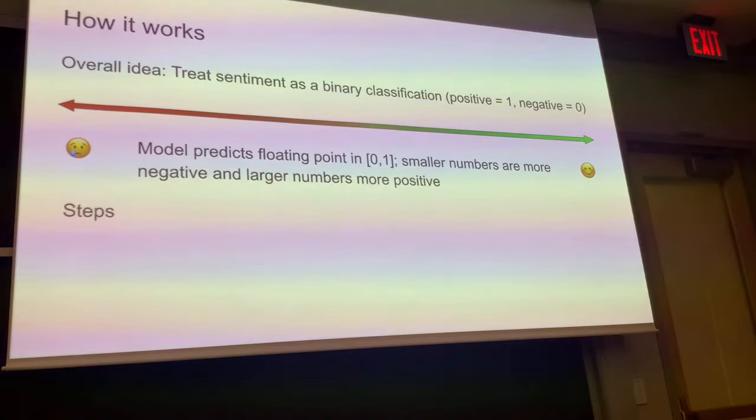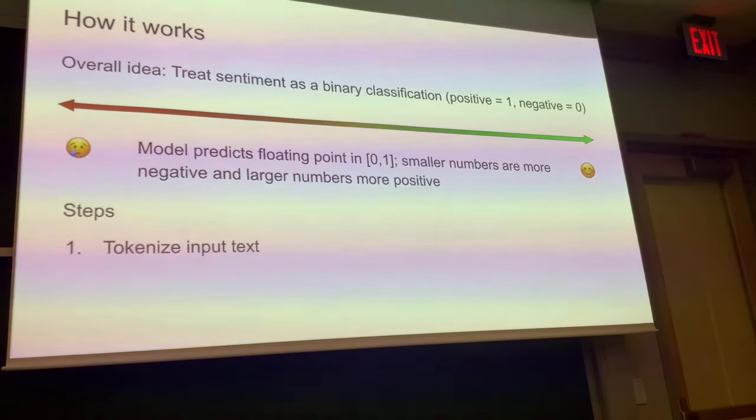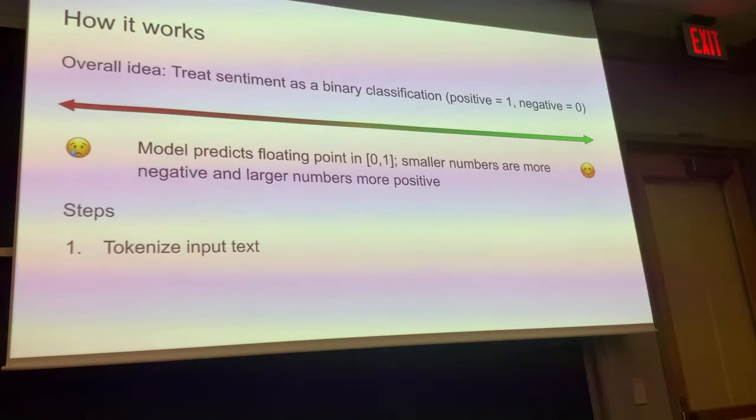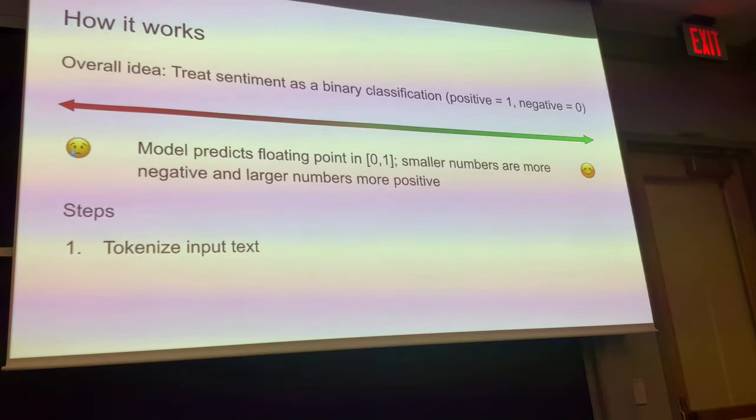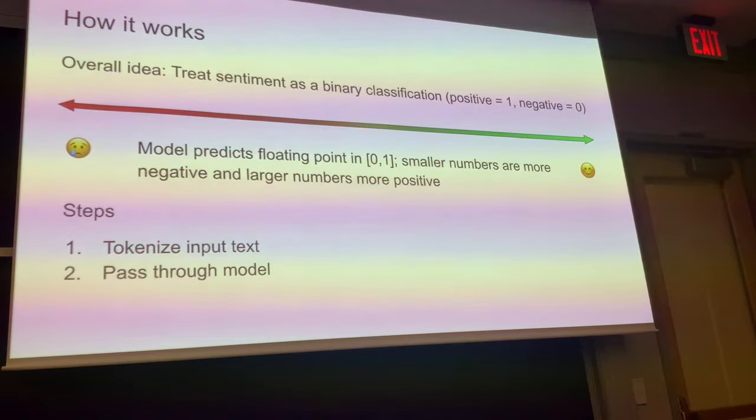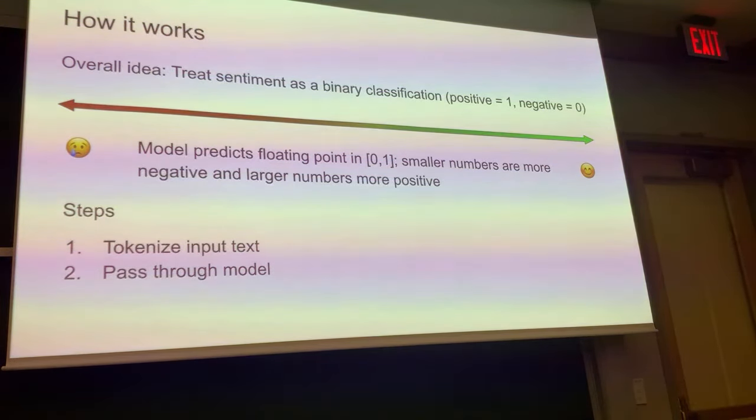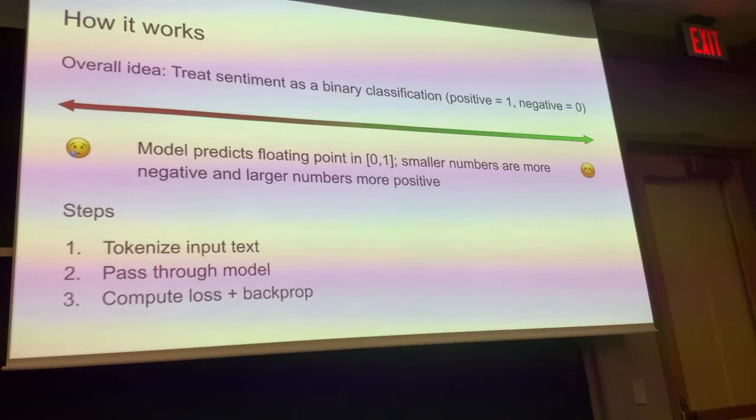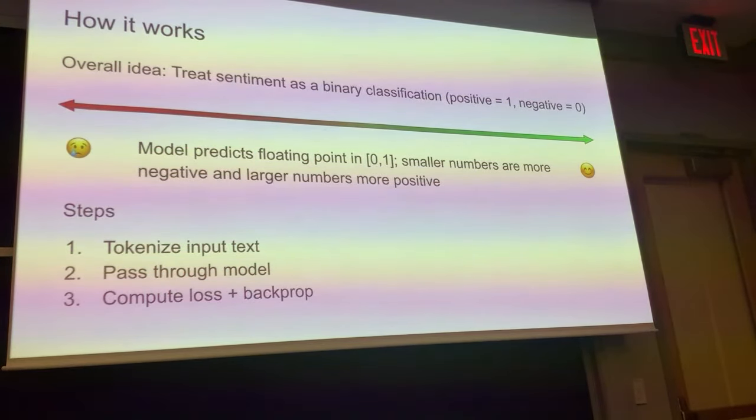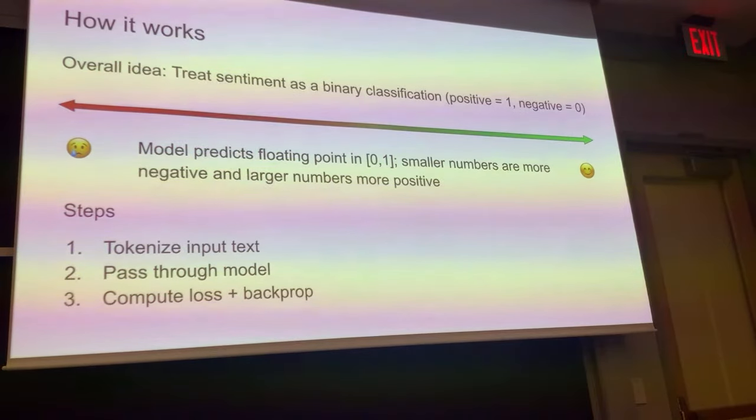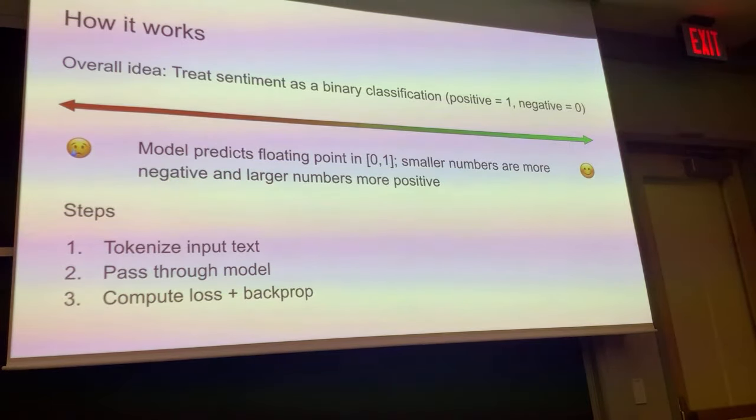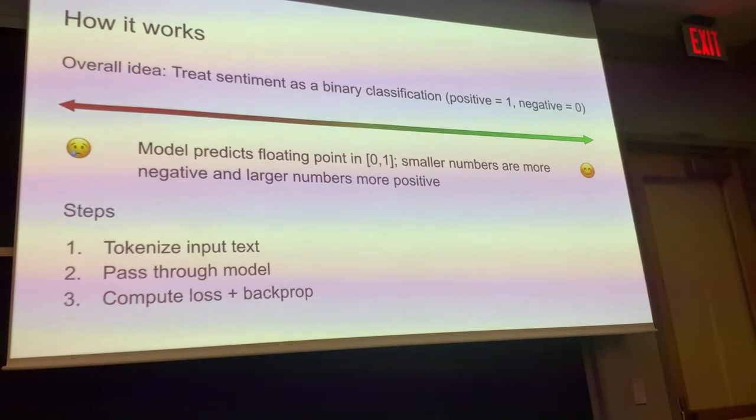So, the high level steps. Step one, you have to tokenize your input text. We'll get into what that means later. Then you pass your tokenized text through your model, which does its computing. Then you compute your loss and propagate it back. This is the training process. And finally you get a trained model that you can use to do your sentiment analysis.